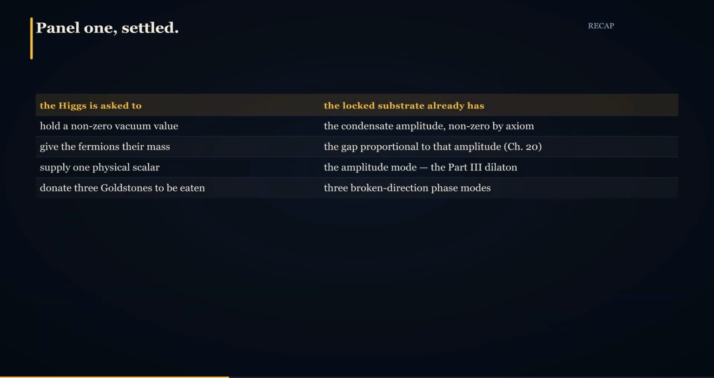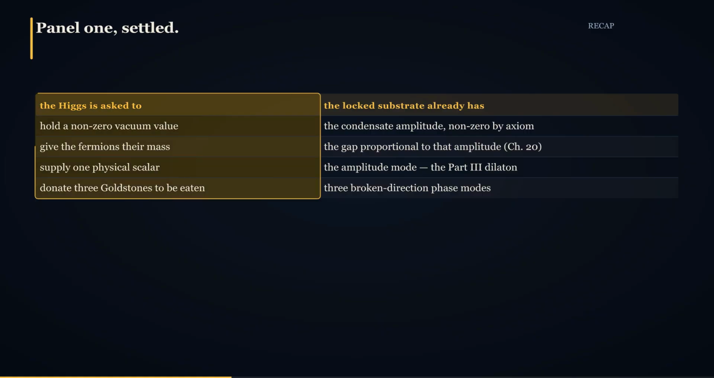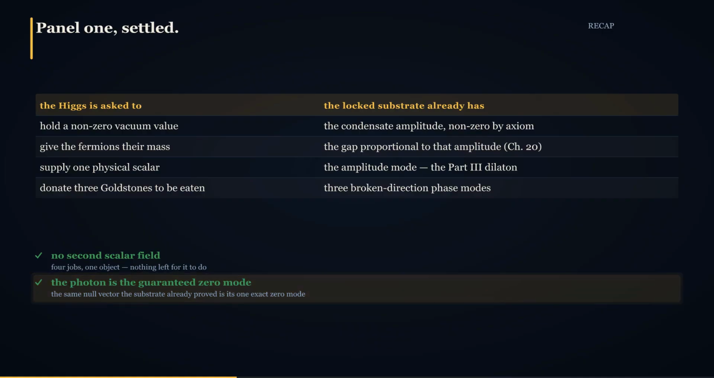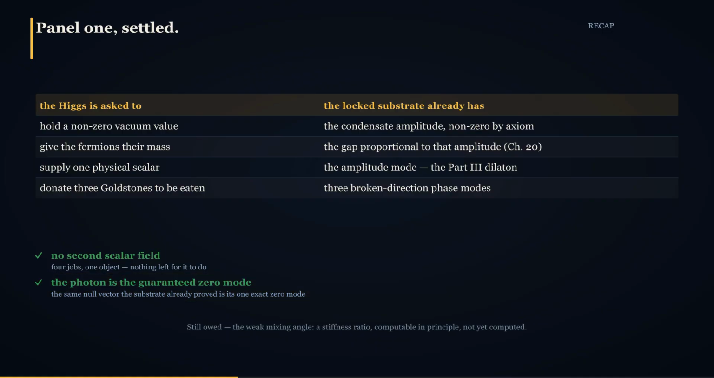Panel 1. Before we go on, the Higgs was asked to do 4 jobs, and the locking condensate already does all 4, so there is nothing left for a second scalar to be. The photon is the substrate's one guaranteed 0 mode. The weak angle is a stiffness ratio, and it is not yet computed.